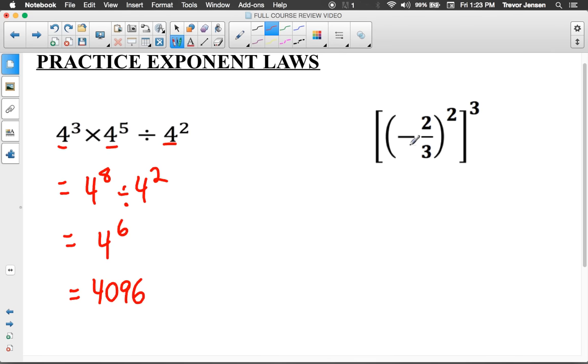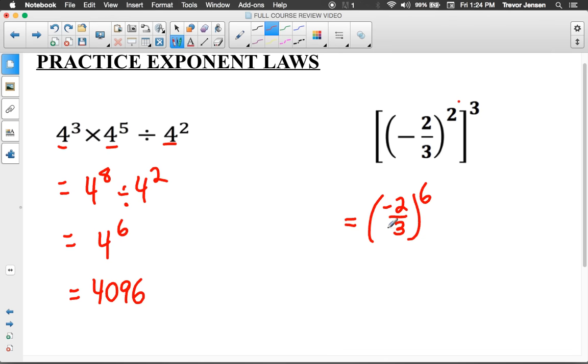Okay, power of a quotient. And we have power of a power here as well. So let's start off with the power of a power rule. So I have an exponent on top of an exponent. I can rewrite this by multiplying these powers together. 2 times 3 is 6. And notice I put the negative sign into the numerator.